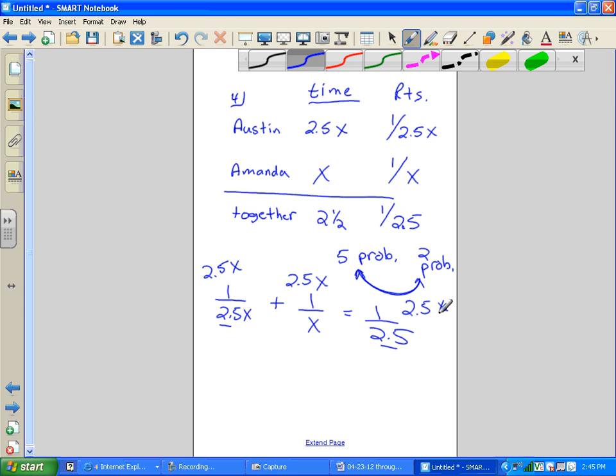Okay, now we can go to canceling. So those would cancel there. The x's would cancel out here, so that would give me 2.5. And 2.5's cancel here, and so that would give me x. So we have 1 plus 2.5 would be 3.5.